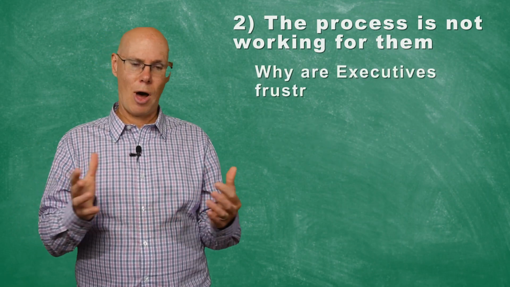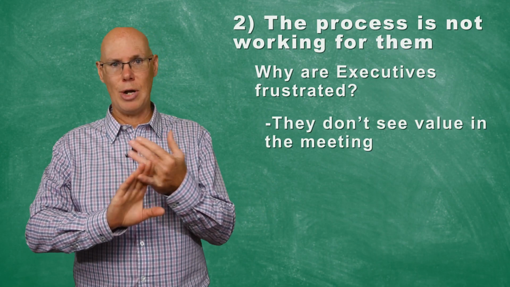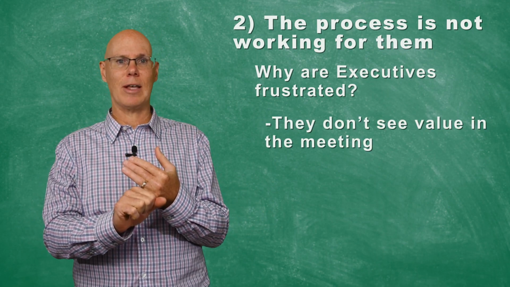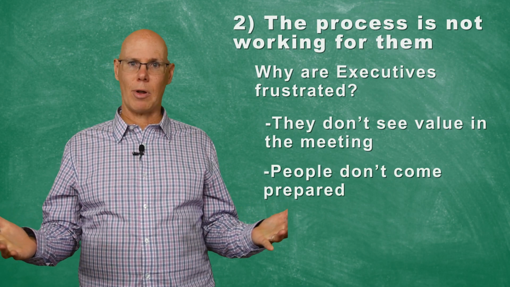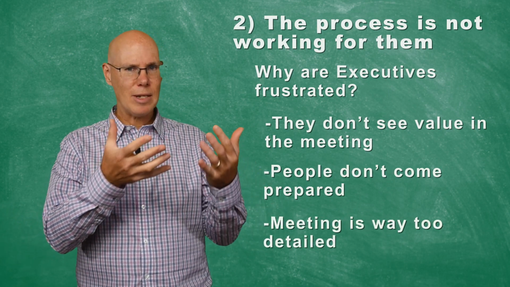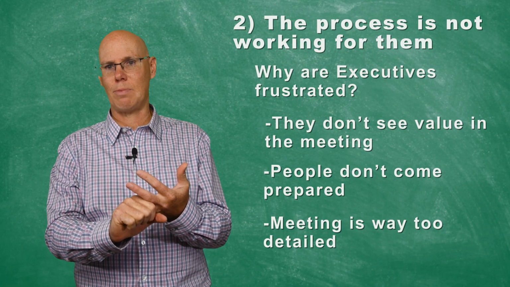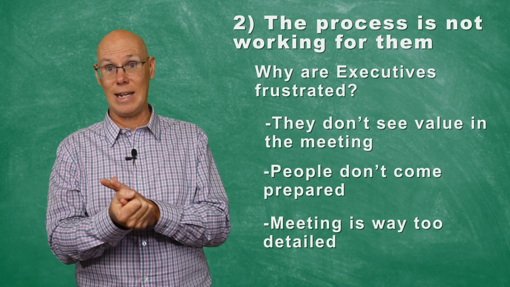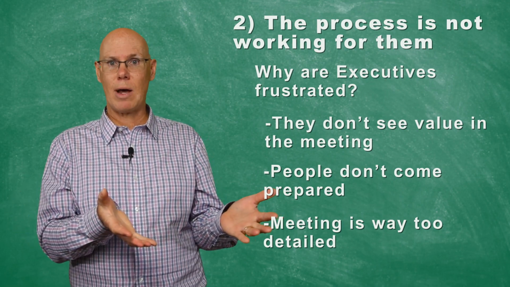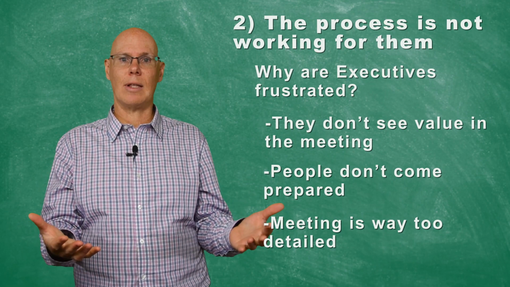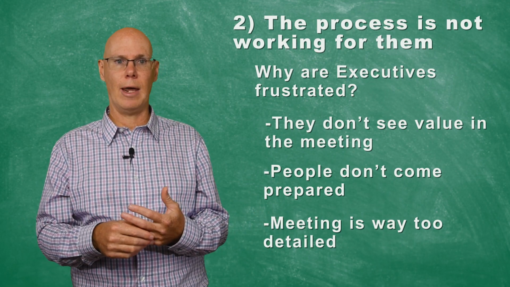Often this comes down to they don't see value in the executive S&OP meeting. People aren't coming prepared. The meeting's way too detailed. It's the kind of thing the executive's expecting to have answered on a day-to-day basis. Why do we have to come back into an executive meeting and discuss the same things over and over again?